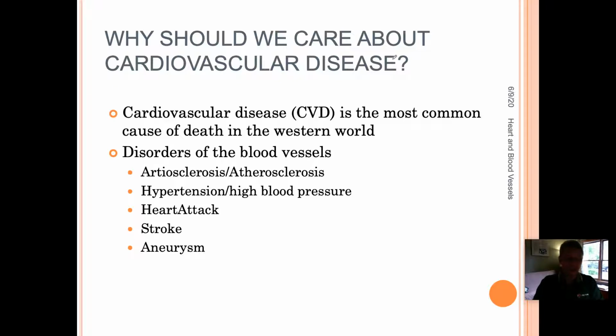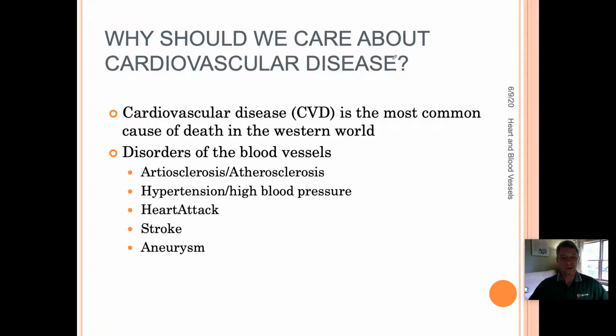Now, in every chapter that we talk about a specific system, I'm going to mention certain things that can go wrong with that particular system. And so in this case, we're going to talk about cardiovascular disease, or CVD. All right. Why do we care about this? Well, first of all, in the Western world, Europe and the United States and North America, cardiovascular disease is the most common cause of death. All right. And there are several things that can go wrong here. Disorders of the blood vessels are listed below.